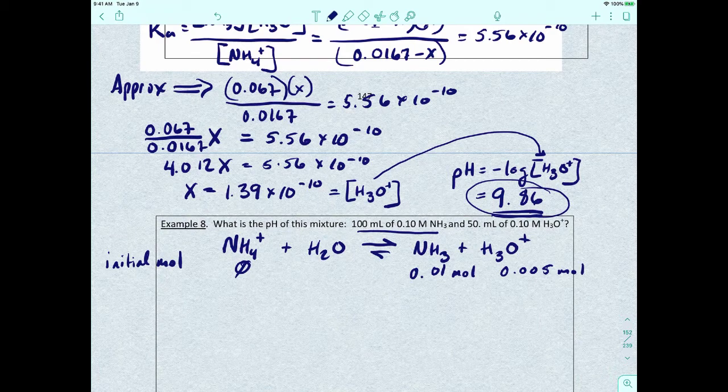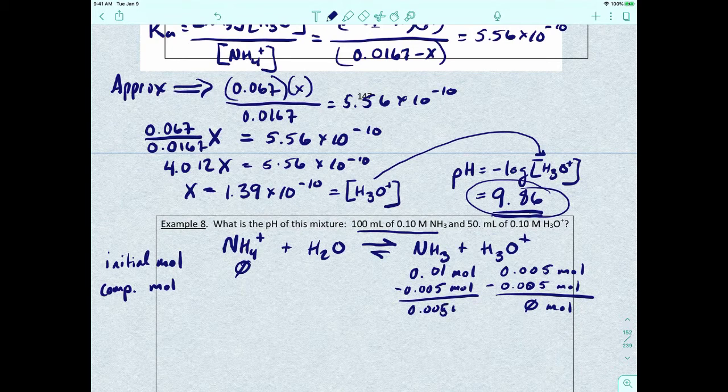NH3 is still going to run out first, because that's the one in the least amount, but there's definitely more of it. If you notice, the amount of H3O+ is about half the amount of NH3. Now the completion moles. At completion, we're going to use up all of the H3O+, so that's going to give us 0 moles of H3O+. If we subtract out all the acid from the base, we're going to have 0.005 moles of base left. And that means we're also making 0.005 moles of ammonium ion.